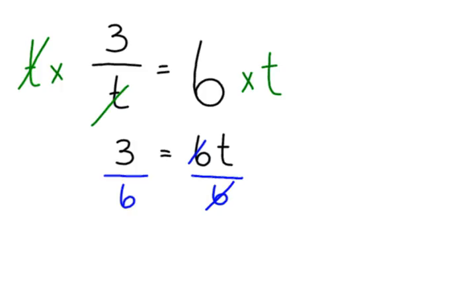But we're not quite done there. Because we've already talked about fractions, we know that 3/6 can be simplified. So what I'm going to do is, just because I know that 3 is half of 6, I'm going to simplify that down to 1/2 is equal to t. And that would be how you'd solve that one, where there's some division at the beginning of the equation.